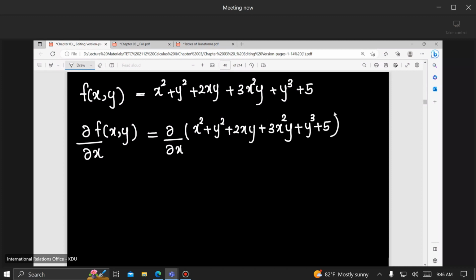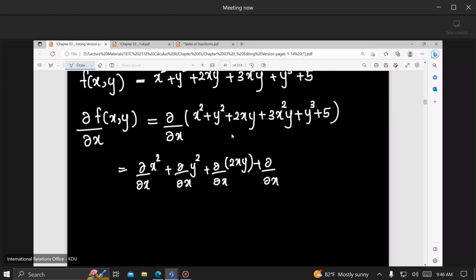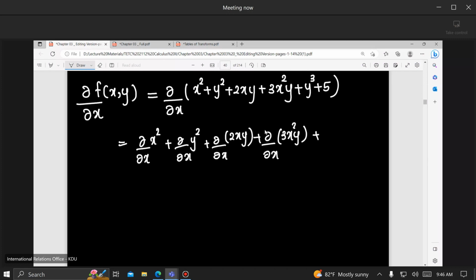Right? Now, as in the earlier example, since partial derivatives are linear, we can split this up. Del over del x of x squared, del over del x of y squared, del over del x of 2xy, plus del over del x of 3x squared y, plus del over del x of y to the power 3, plus del over del x of 5.